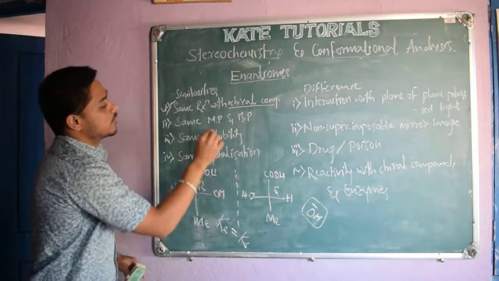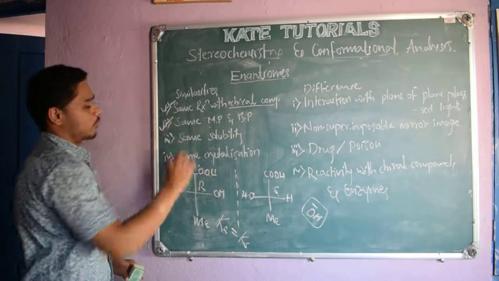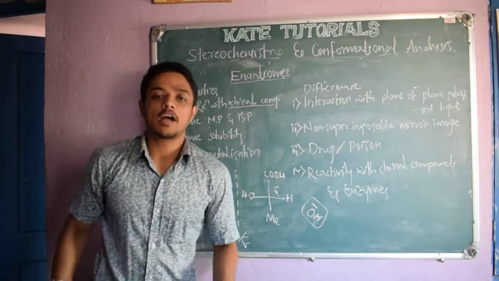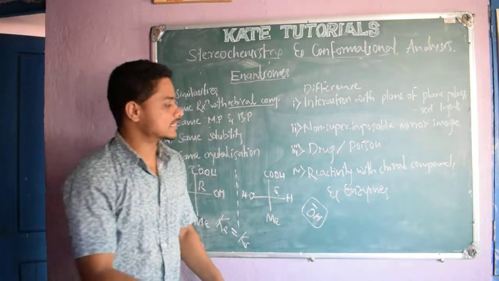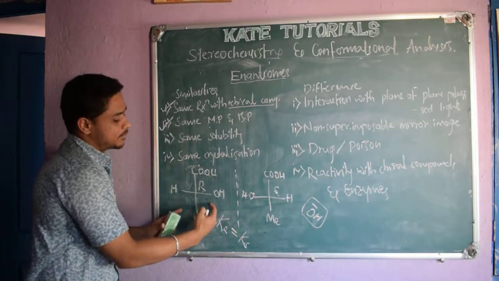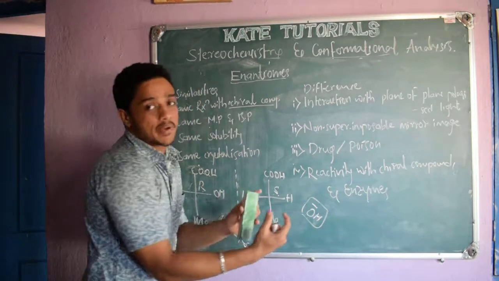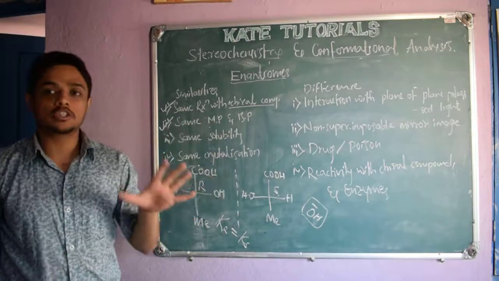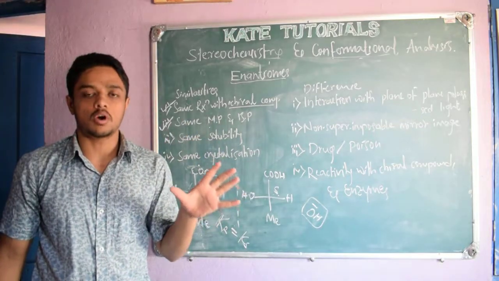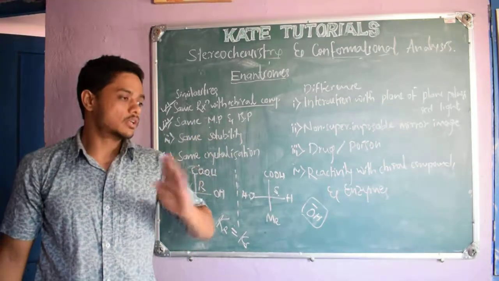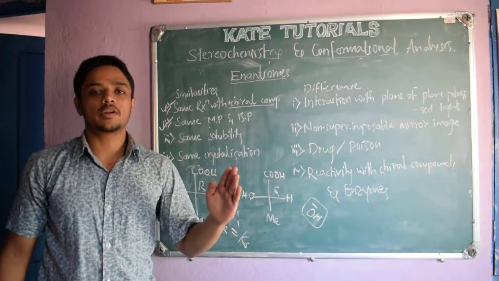Both this R and S will have the same melting point and boiling point. And also I have discussed the racemic mixture. What is a racemic mixture? If I take 50% R and 50% S in a beaker, then the solution is called a racemic mixture, because it is not going to rotate the plane of polarized light in any direction.